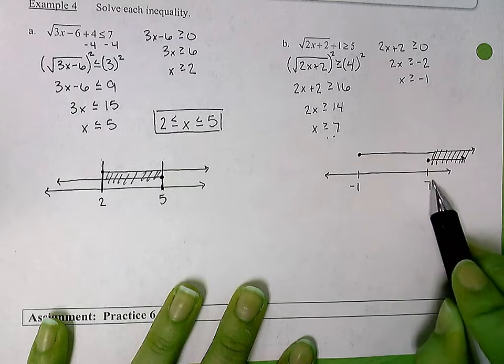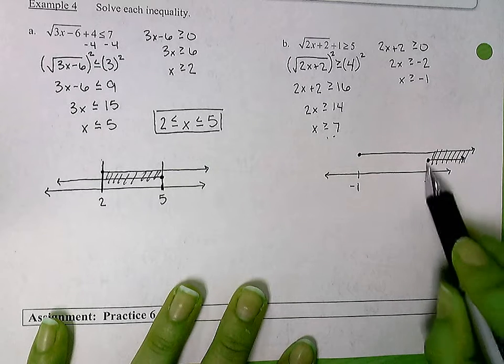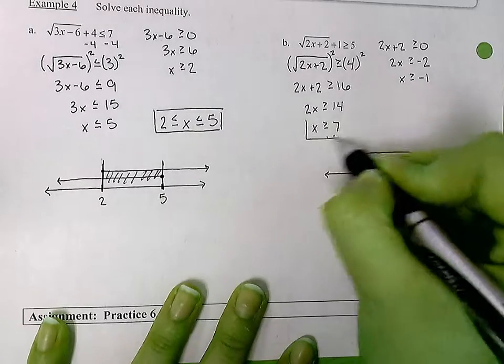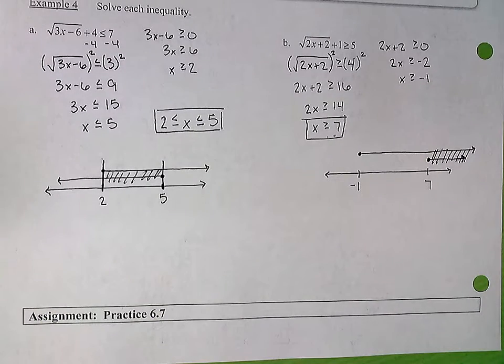That means your answer is just x is greater than or equal to 7. So if your overlap just continues, you just go from that overlap. So x will be greater than or equal to 7, and you won't need to include the -1. Questions?